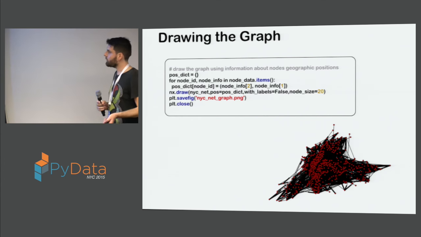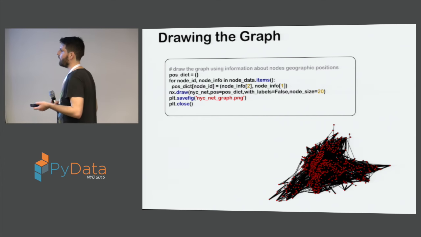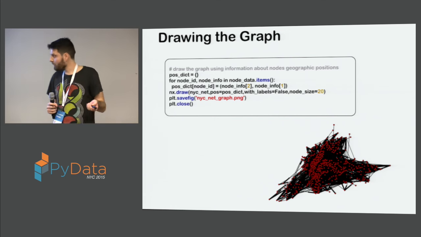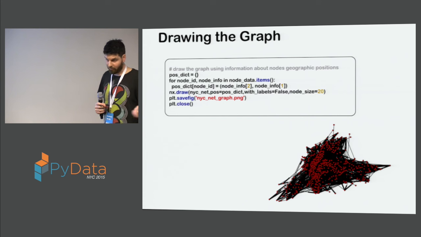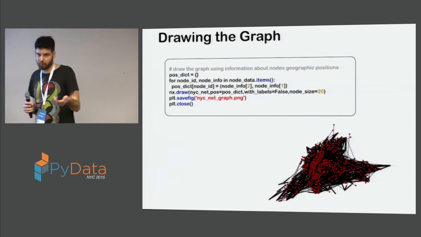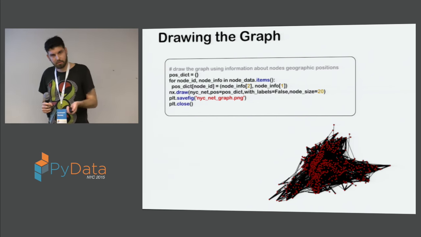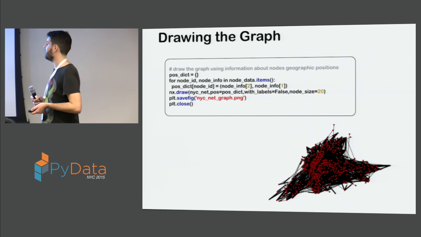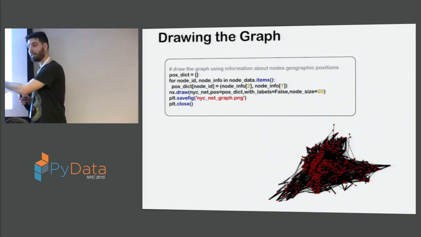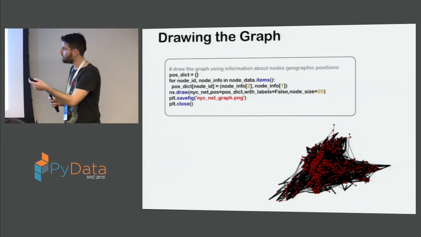NetworkX also provides functionality for drawing your graph. It might not work very well for graphs with a huge number of nodes, in the order of millions, but in the context of a city, you usually have thousands of places, or tens of thousands, which is a manageable size. So this is a non-geographic representation of New York.